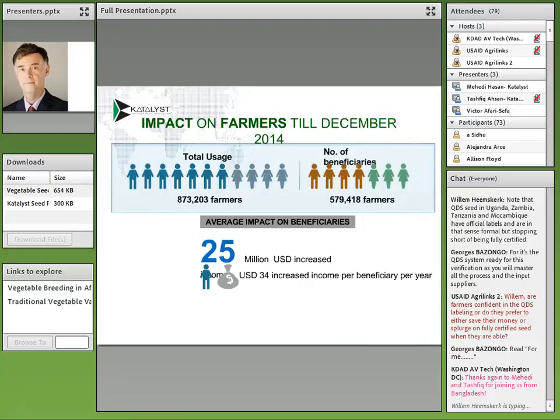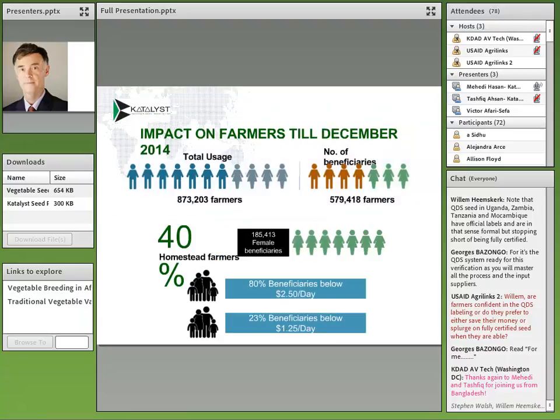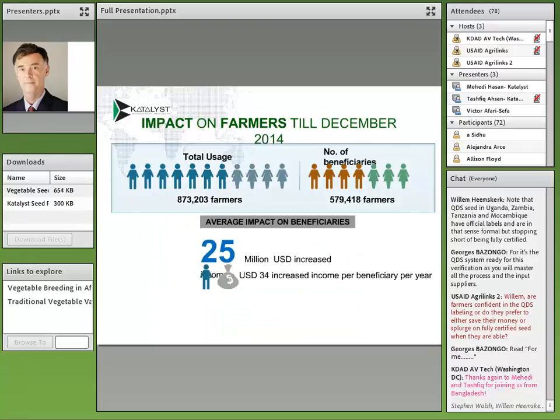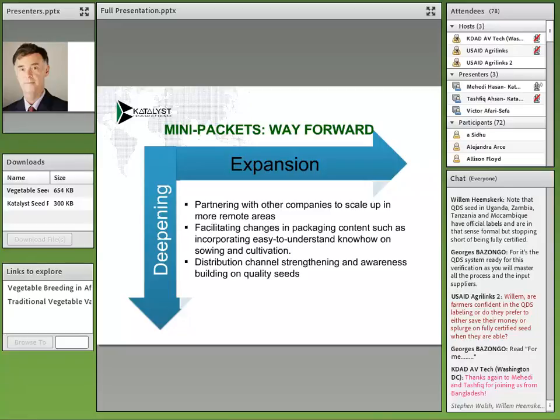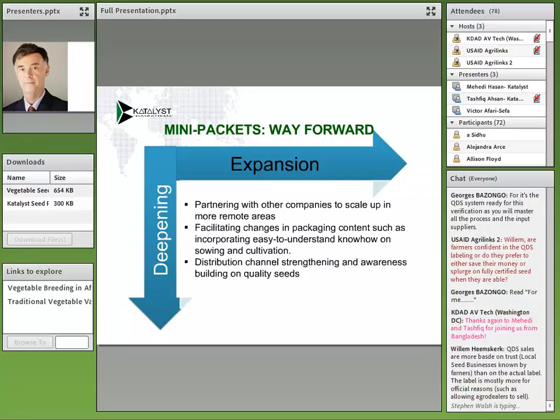Our impact on income was an increase of $25 million USD, and we found that each farmer was benefiting by an income of $34 per year. So what we are doing now, after this intervention, is a few other things. We are partnering with other companies to scale up in more remote areas, so that quality seeds are available there. And we are also providing cultivation-related information through seed packaging, so that farmers become aware of the cultivation knowledge and can practice proper vegetable cultivation.